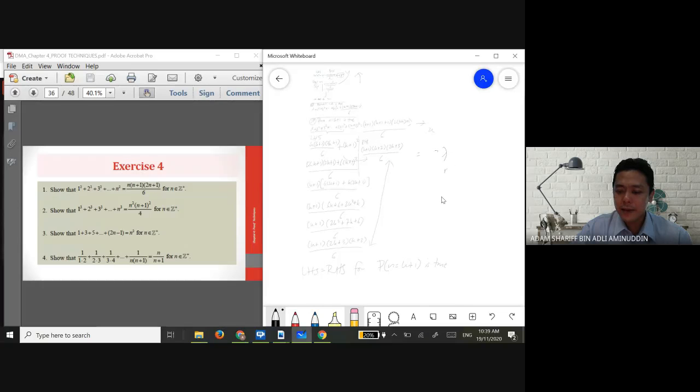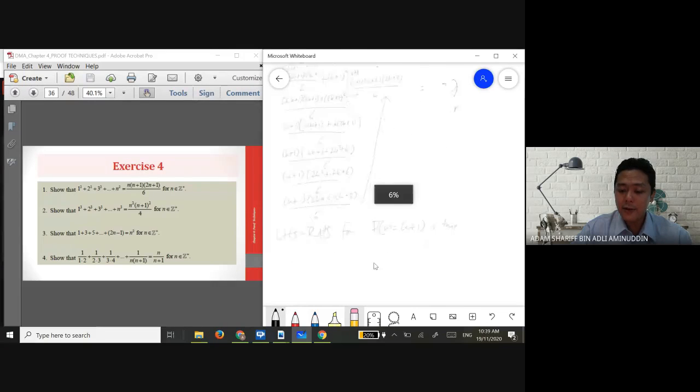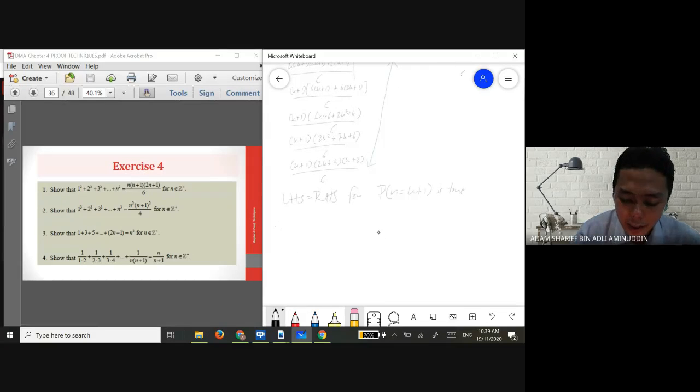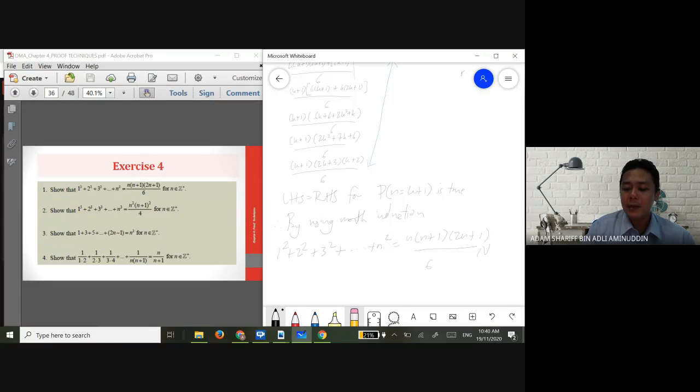Okay, from step 1 until step 3. And don't forget the conclusion. The final conclusion is that by using mathematical induction, what you just proved is that 1 squared plus 2 squared plus 3 squared, if you add up until n squared, it will be n, n plus 1, 2n plus 1 over 6, is true for every positive integer.